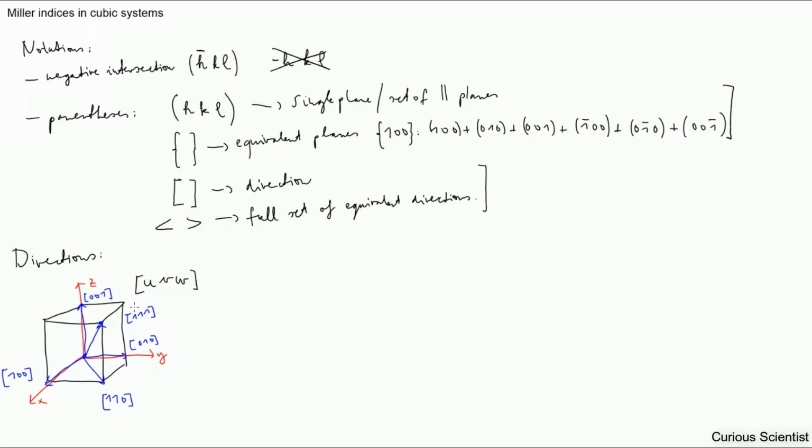And in cubic systems, but only in cubic, in hexagonal system it doesn't work, in cubic systems we know that HKL is perpendicular to the U V W. So these are, and yeah, we can prove this.